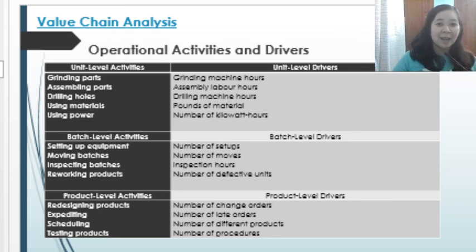Again, as mentioned, we do not focus more on a specific product, industry, or entity. We just discuss the salient features, the overview of what value chain analysis is.